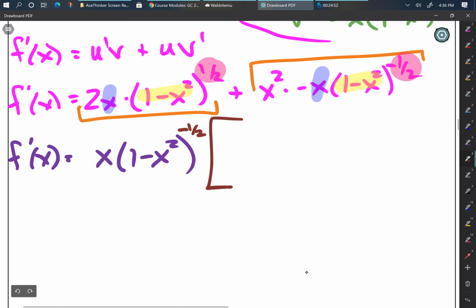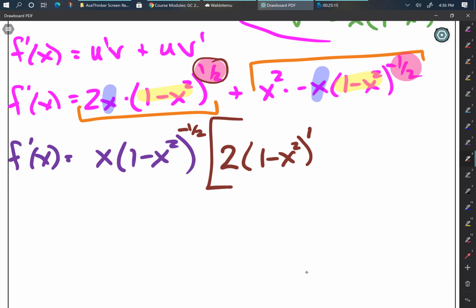Now, when I take an x and a 1 minus x squared to the negative 1/2 out of the first term, what's left? Well, the 2 will be left, and I will have a 1 minus x squared to the 1. If you're wondering where that came from, I factored out a negative 1/2. When you factor out, you subtract that exponent. The exponent was a positive 1/2. So what is 1/2 minus a negative 1/2? Minus a negative makes it addition. 1/2 plus 1/2 is 1. Plus the second term.